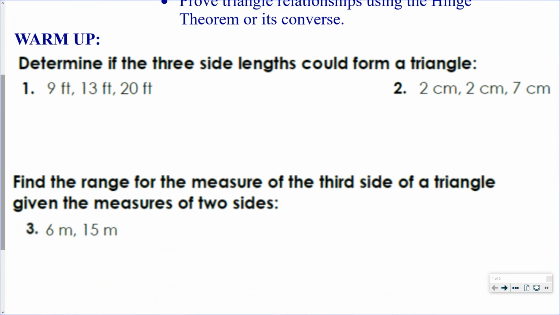Determine if the three sides could form a triangle. So number 1, they gave me 9 feet, 13 feet, 20 feet. As a review from our last lesson, the triangle inequality theorem says, as long as you can add two sides together, and their sum is greater than the third side, for all possible combinations of the sides of our triangle, then it will form a triangle. So I always start with my two smallest sides.